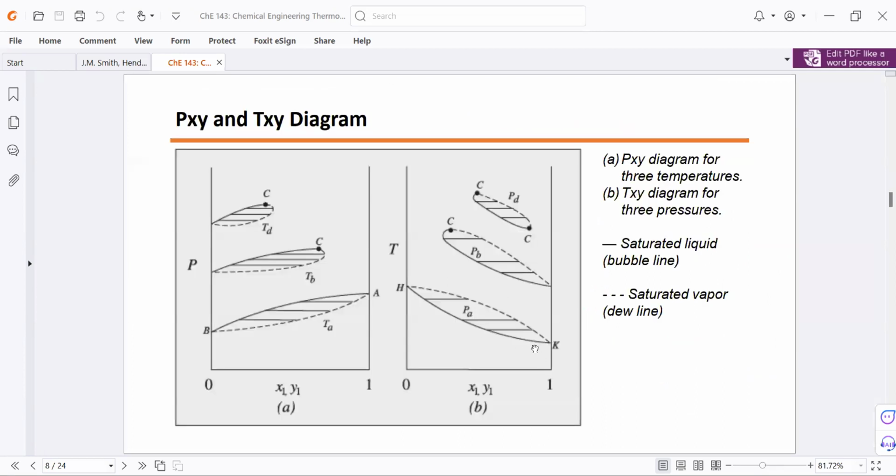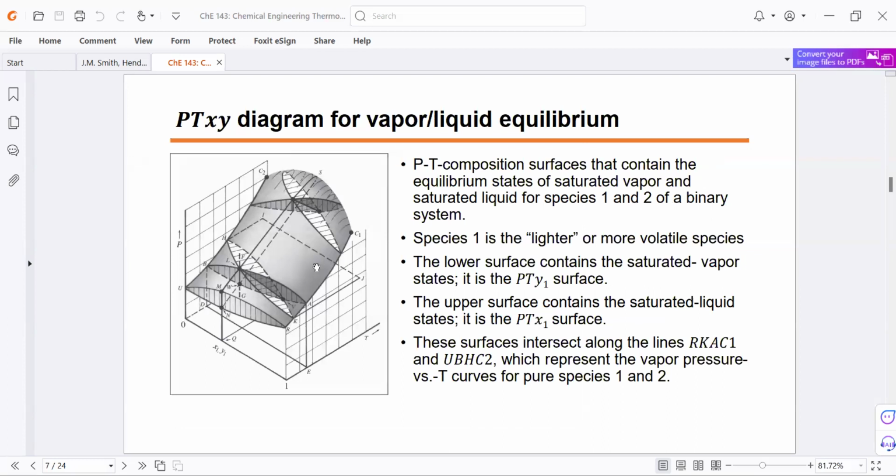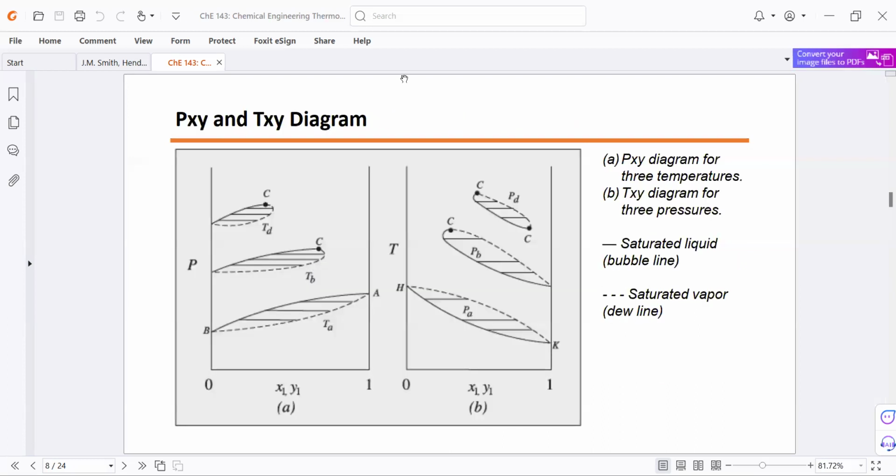Okay, so this is that surface projected in two dimensions, and we have different pressures, PA, PB, and PD. So that's how these PXY and TXY diagrams were projected from the 3D PTXY diagram. Okay, let's discuss the PXY and TXY diagrams in detail.